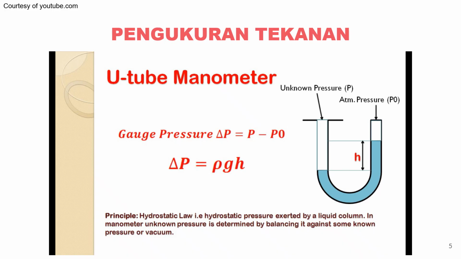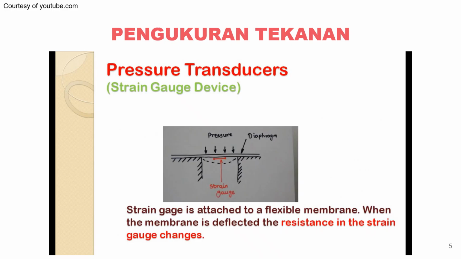Now let us see a few of the electrical pressure transducers. First, the strain gauge. If a metal piece is subjected to a tensile stress, the metal length will increase, and thus will increase the electrical resistance of the material. This principle is used in pressure measuring devices.